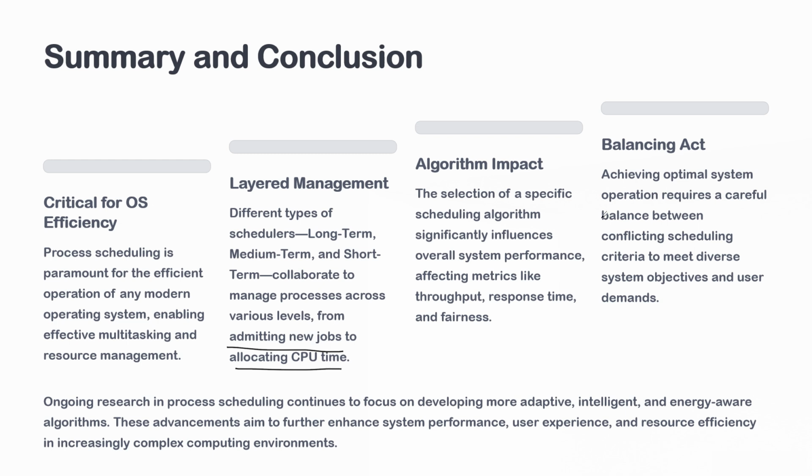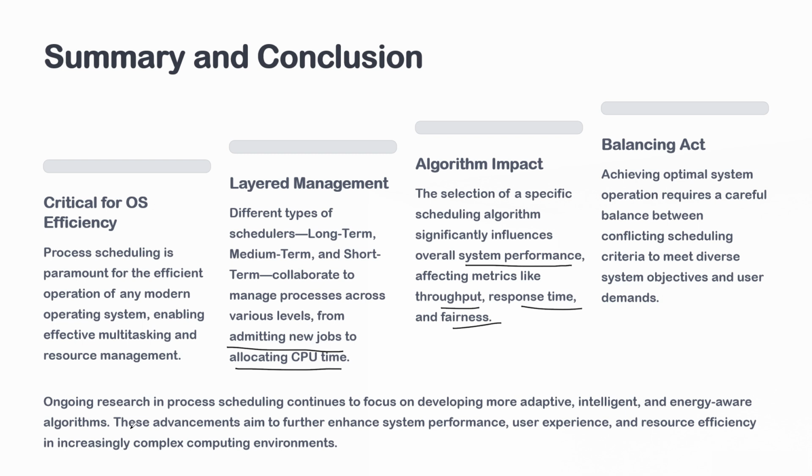Algorithm impacts. The selection of a specific scheduling algorithm significantly influences overall system performance, affecting metrics like throughput, response times, and fairness. Balancing act. Achieving optimal system operation requires a careful balance between conflicting scheduling criteria to meet diverse system objectives and user demands.